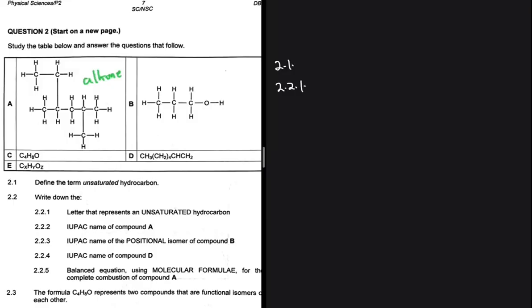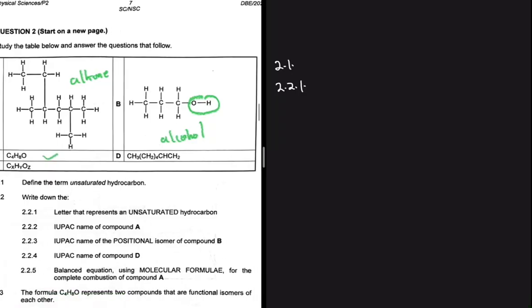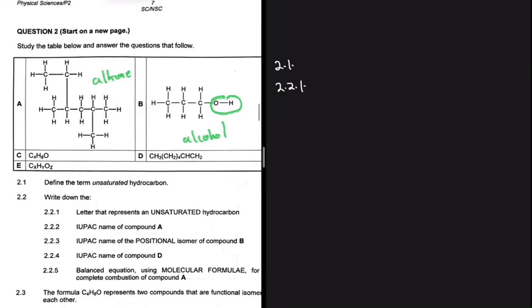If it was an unsaturated hydrocarbon, it would be an alkene or an alkyne, right? And then looking at compound B, we can see clearly here because of the OH that it is an alcohol, right? Alcohol. It is not a hydrocarbon. It also contains an oxygen. If you look at compound C, it also contains an oxygen, so it is not a hydrocarbon, right? Hydrocarbons only contain hydrogen and carbon, right?